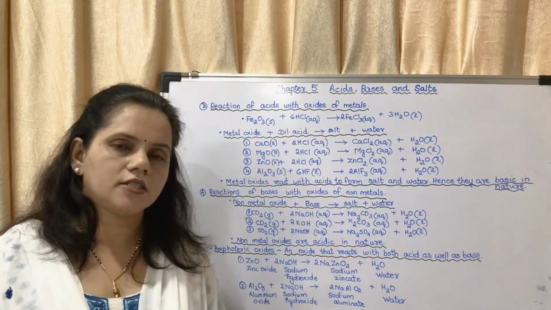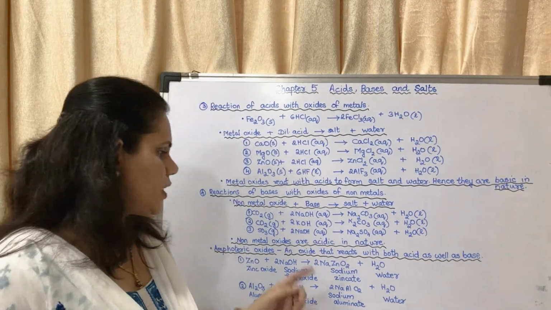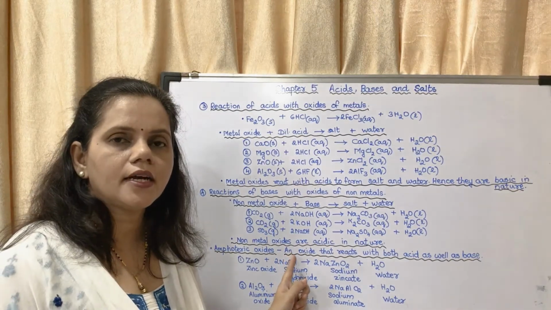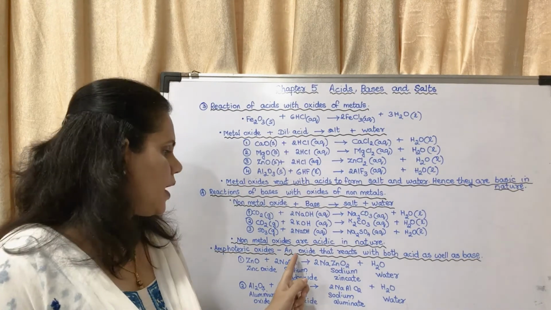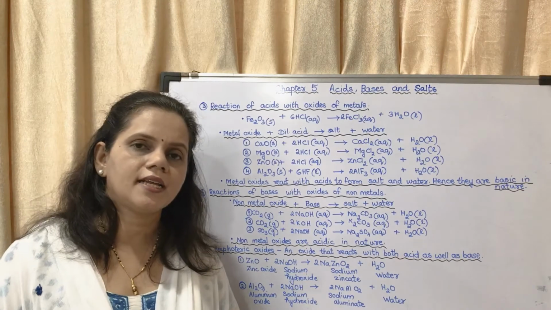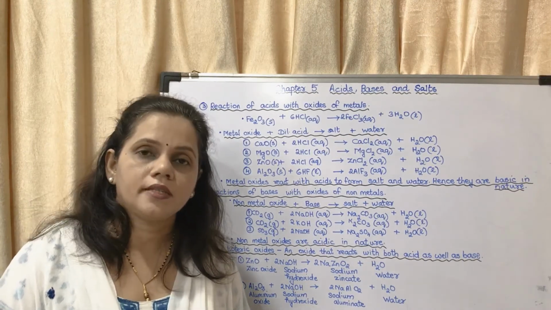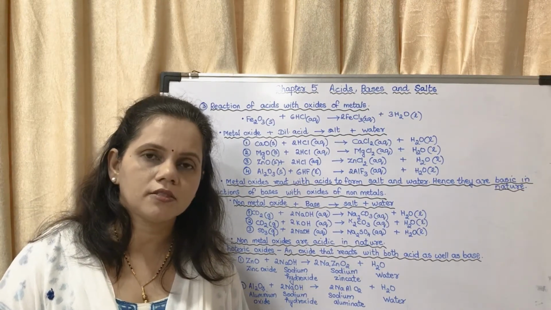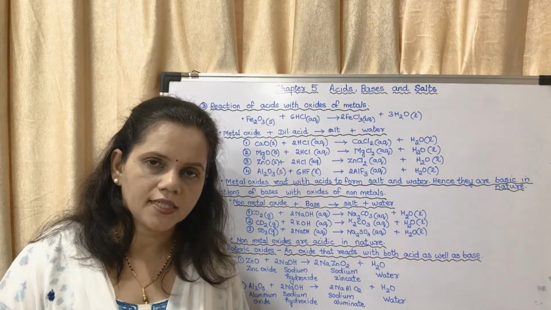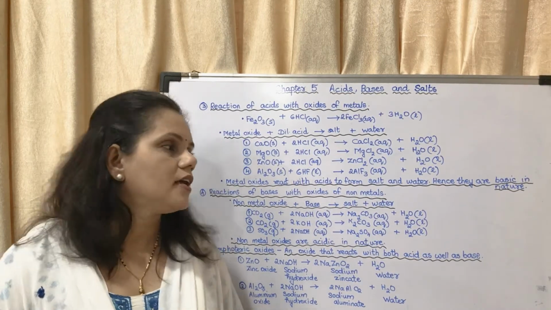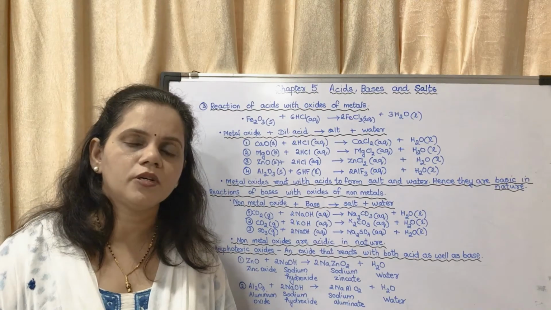Define amphoteric oxides and give two examples. What are amphoteric oxides? I have written it here. You may copy it in your textbook. An oxide that reacts with both acid as well as bases. Examples: ZnO, that is zinc oxide, and Al2O3, that is aluminium oxide. Now you may write these answers in your textbook.